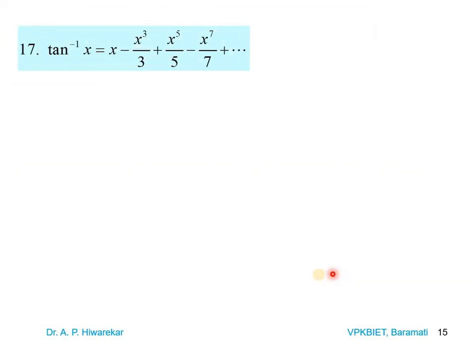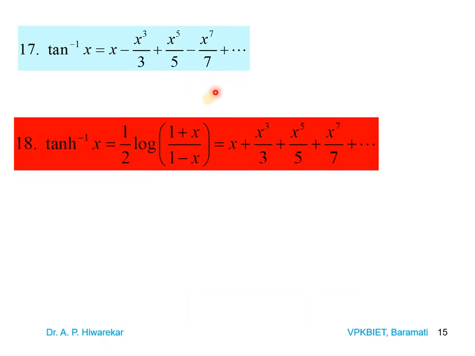Then next result is tan inverse x is x minus x cube by 3 plus x to the power 5 by 5 minus x to the power 7 by 7. And the final result, that is the last result, tan h inverse x is 1 by 2 log of (1 plus x) divided by (1 minus x). This is a standard formula. And same series, what is the difference? Here we have plus minus alternate sign. Here we have every term with plus sign. So it is x plus x cube by 3 plus x to the power 5 by 5 plus x to the power 7 by 7.